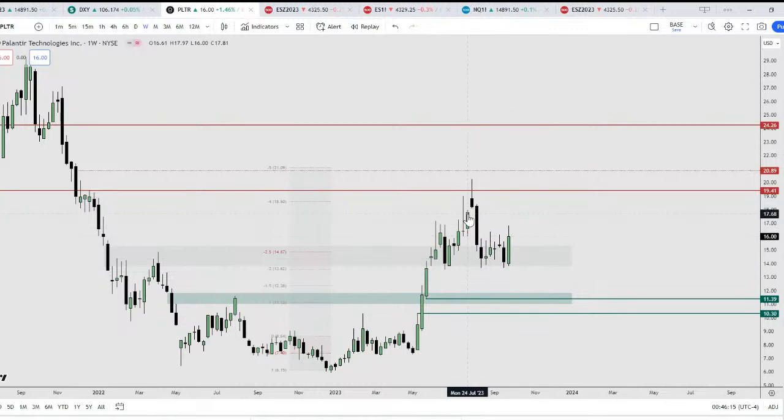So far it's trading right into this area here and getting rejected. So any closing price above the consequent encroachment, then maybe you can see the high here attacked. Other than that, lower prices for Palantir.